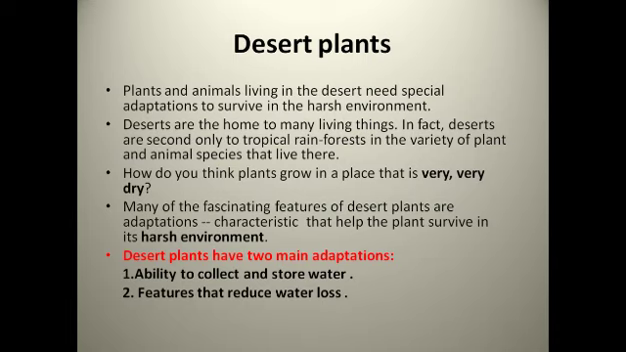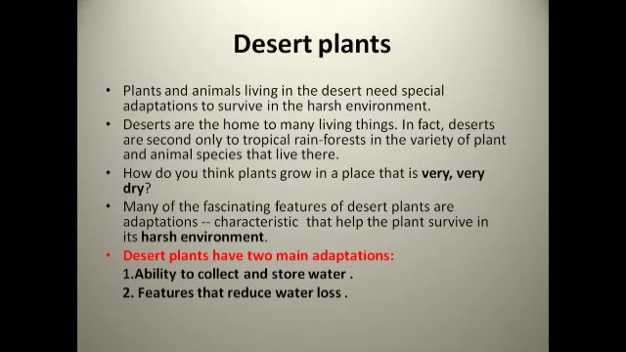Deserts are home to many living things. In fact, deserts are second only to the tropical rainforest in the variety of plant and animal species that live there. In the tropical rainforest you can find a variety of plants, and after that, the desert area has the next greatest variety of species.